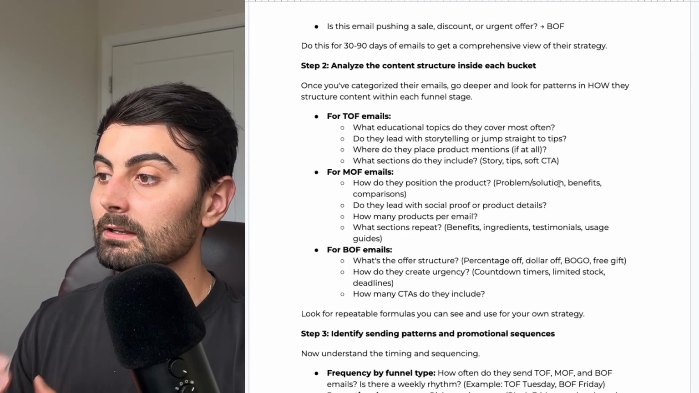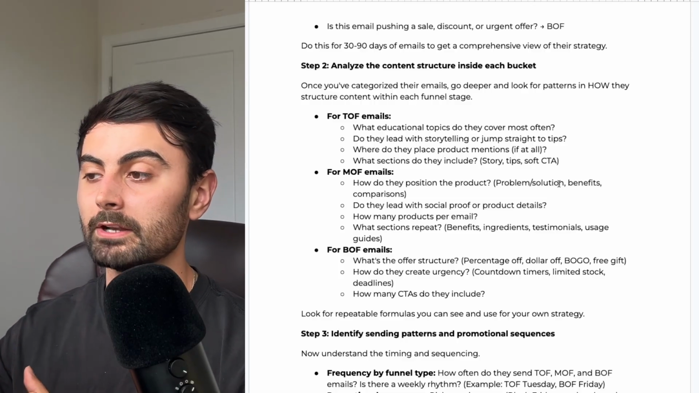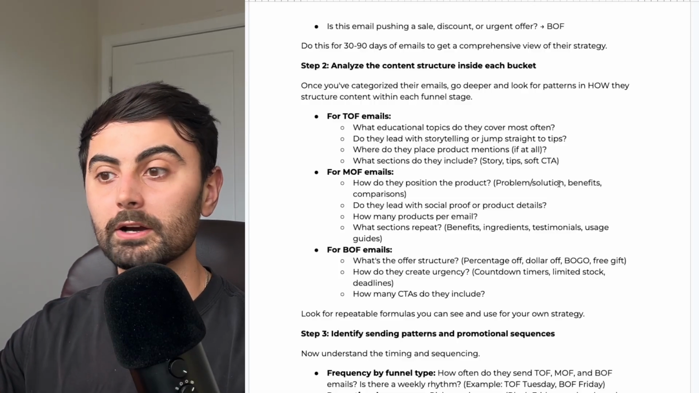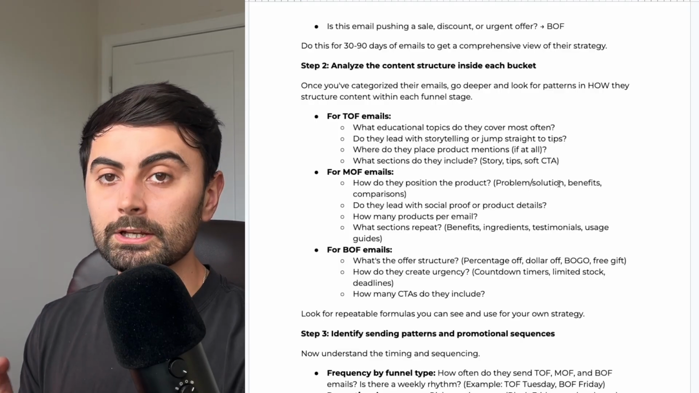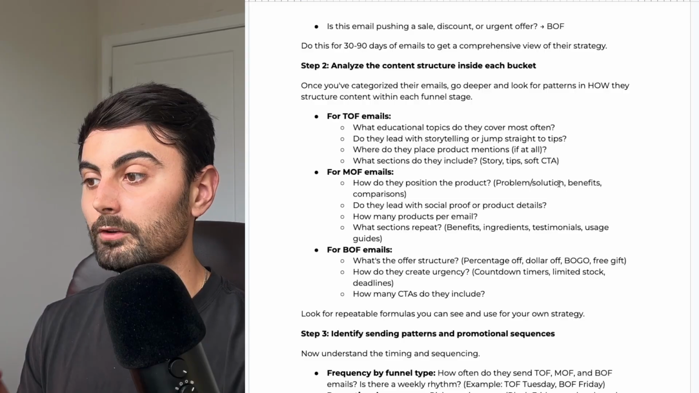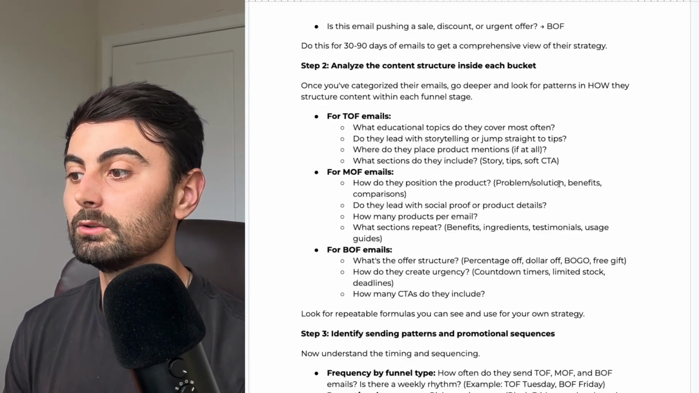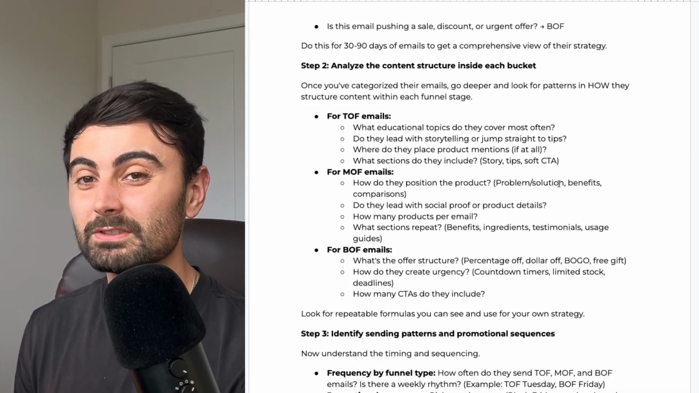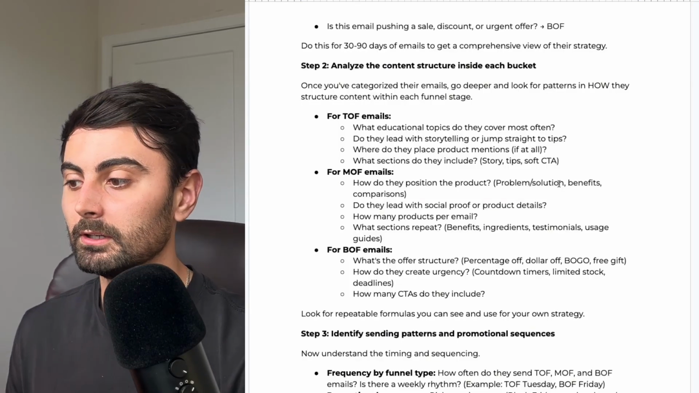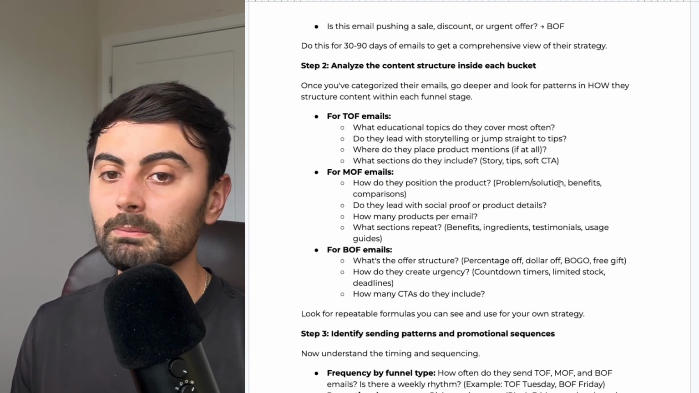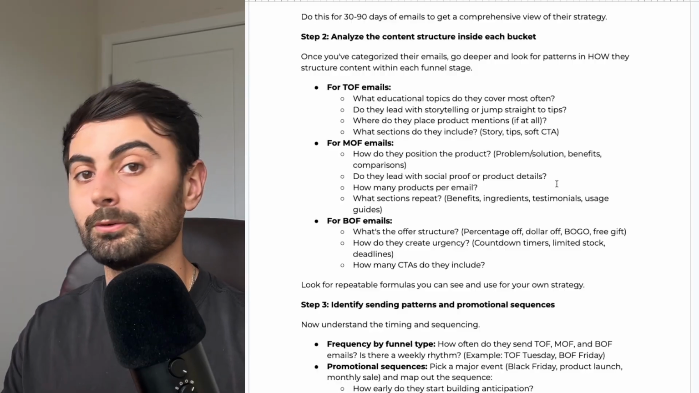Step number two is analyzing the content structure inside each bucket. The same way that we broke down their email design strategy, we're going to do this for each of the buckets. This is so that we can understand, if they're doing top of funnel emails, what educational topics are they covering? Are they doing any storytelling? Or are they just giving some tips? What sections do they include? If it's middle funnel, how do they position the product? Do they lead with social proof? What sections do they repeat commonly? Same thing with bottom funnel. You're going to want to repeat this structure and this cadence and look for formulas that you can see and use for your own strategy.